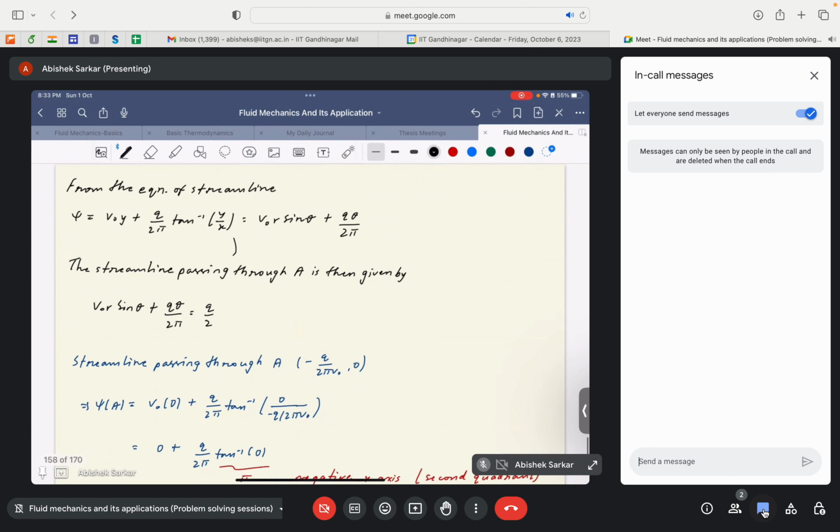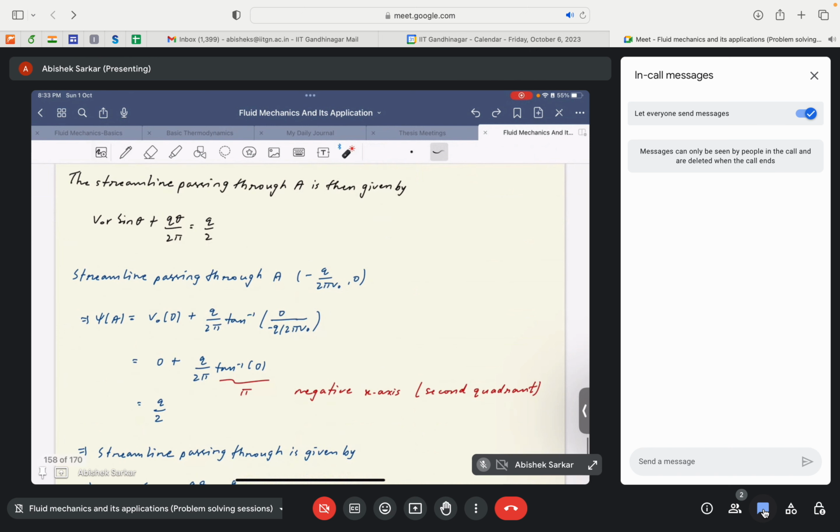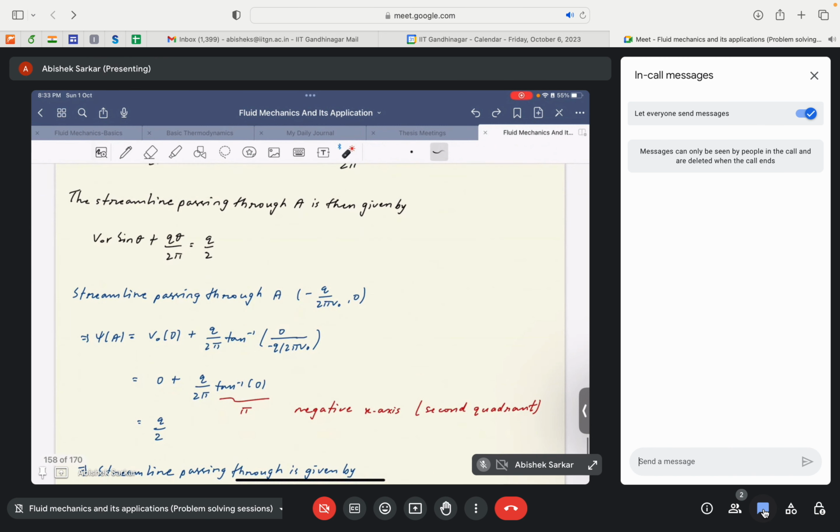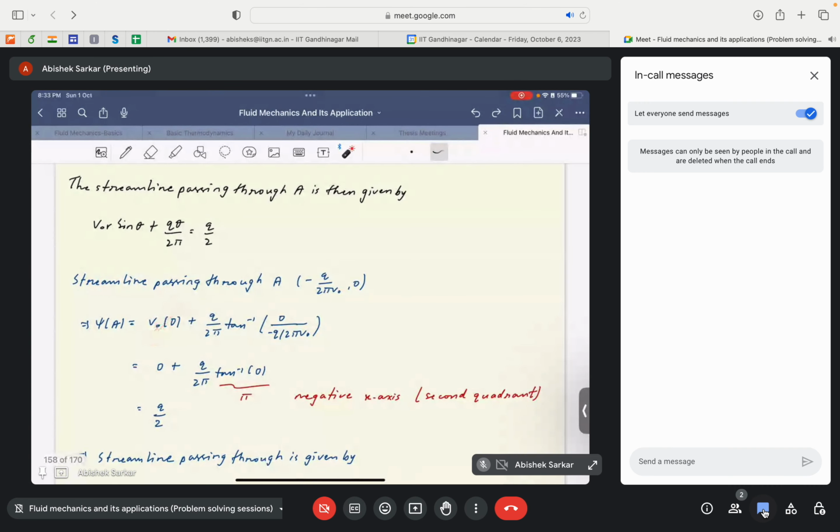psi, here we get that psi at a, where a will be the stagnation point, psi at a would be given by, this would be equal to 0, then q by 2 pi tan inverse 0 by 2 pi v naught. Okay. So you may say that tan inverse 0 is equal to 0, but here you need to observe that this essentially is the y coordinate and x coordinate, so we can see that x is negative.